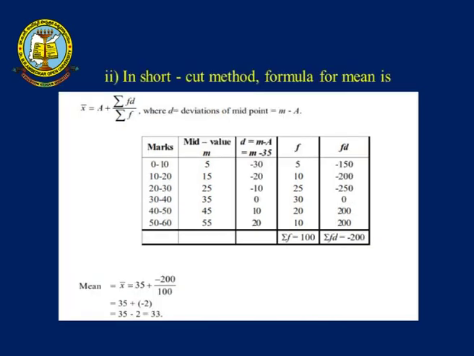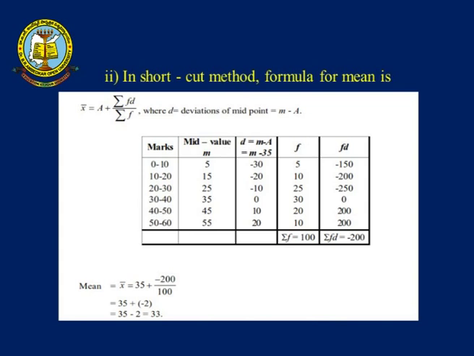If I take the shortcut method, what is the shortcut method? In the shortcut method the formula is different, we only take deviations, and the mid values are the same. d is equal to m minus a, where m is the mid values of the class interval and a is any arbitrary value taken from among the mid values. So you take any among the mid values as the arbitrary value, and here I can take 35. So 5 minus 35 and so on, you can add that.